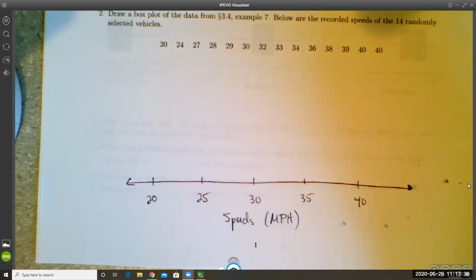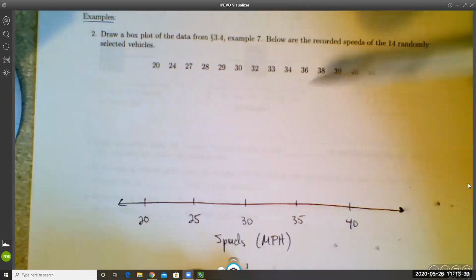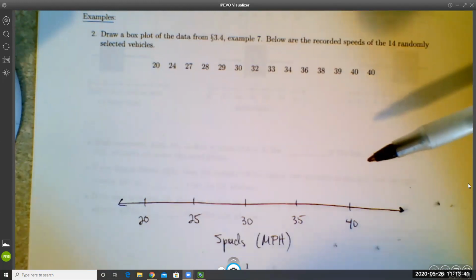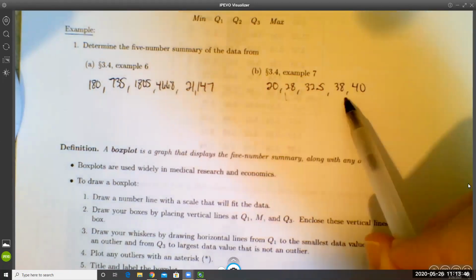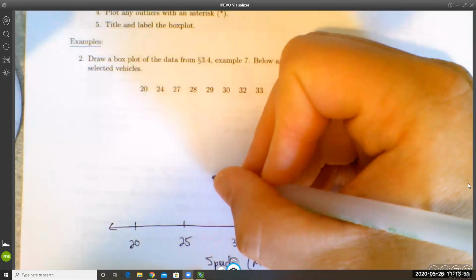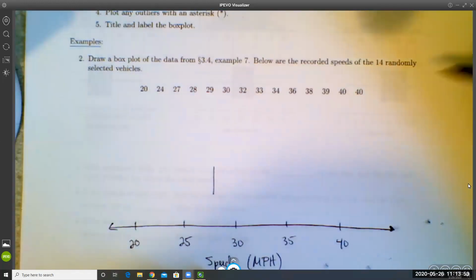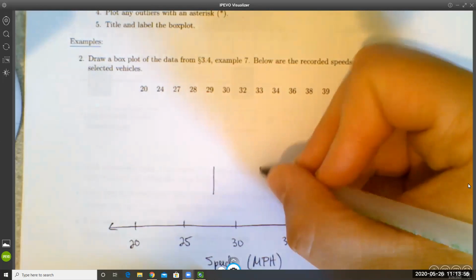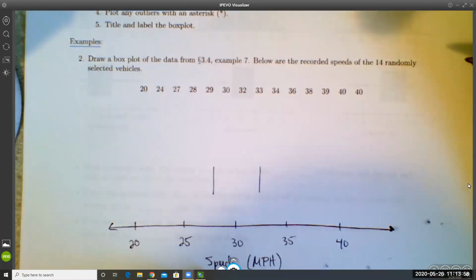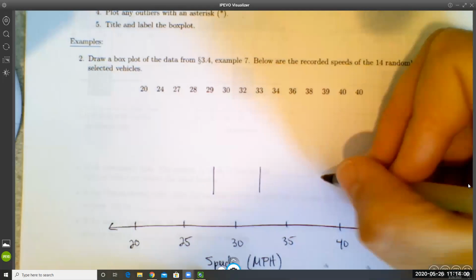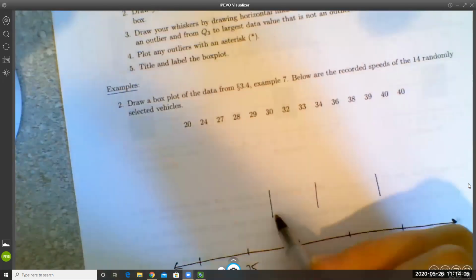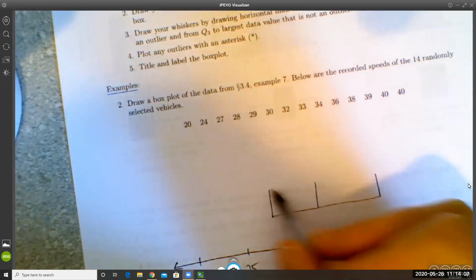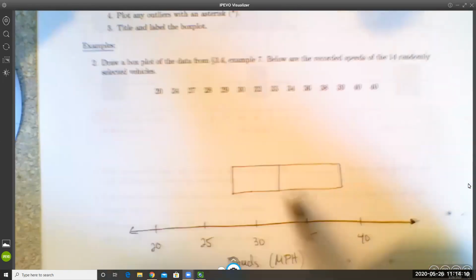Okay, so now what I need to do is I need to mark my quartiles, okay? My quartiles were right here, right? 28, 32.5, and 38. So I'm going to draw a vertical line here at about 28, here at about 32.5, and then here at about 38. And then I enclose those vertical lines in a box. So what you end up with is this box that has a line in the middle.